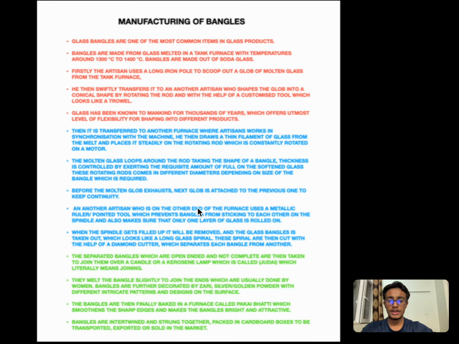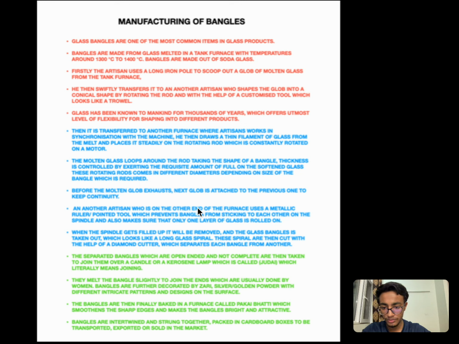When the spindle gets filled up, it is removed and the glass is taken out, which looks like a long glass spiral. These spirals are then cut with the help of a diamond cutter, which separates each bangle from another. The separated bangles, which are open-ended and not completed, are then taken to be joined over a candle or a kerosene lamp, which is called judai, which literally means joining.